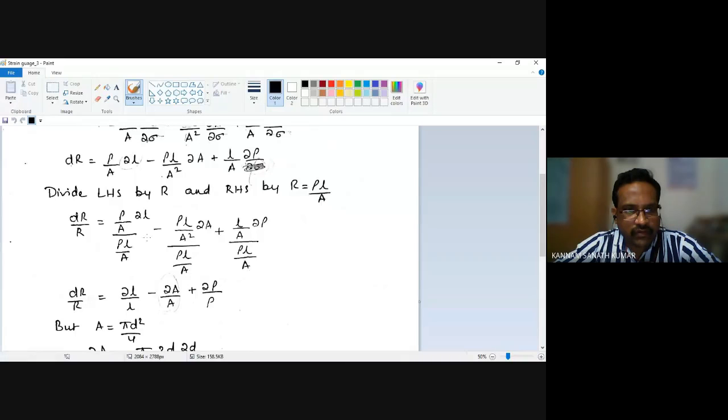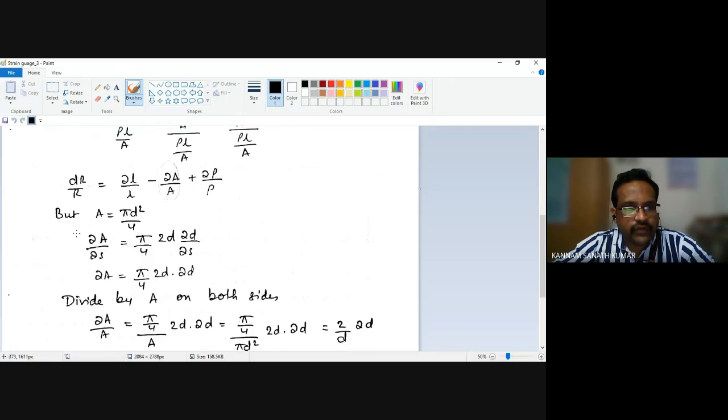Here rho gets cancelled, L gets cancelled. What you will get: dR by R equals dou L by L minus, here A square cancels, rho cancels, L cancels, you are getting dou A by A, and next dou rho by rho. But you know that A equals pi d square by 4, so A equals pi r square.